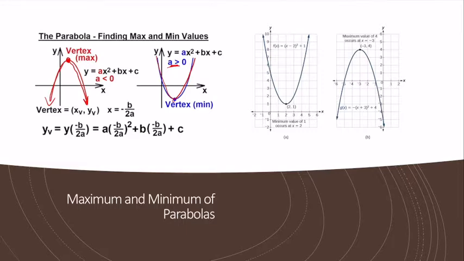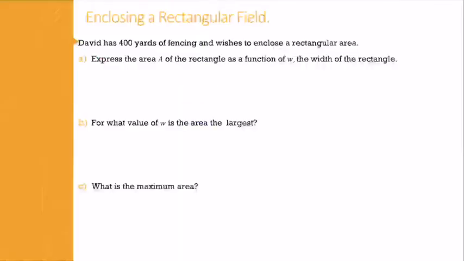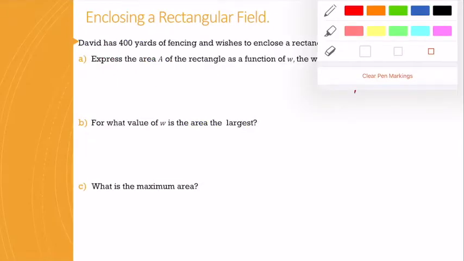So let's enclose a rectangular field. David has 400 yards of fencing and wishes to enclose a rectangular area. So I want to express my area of my rectangle as a function of W, which is the width of the rectangle. So first let's draw our rectangle. The equation for the perimeter of a rectangle is 2W plus 2L equals our perimeter, which we know to be 400, right? And the area of a rectangle is always width times length.